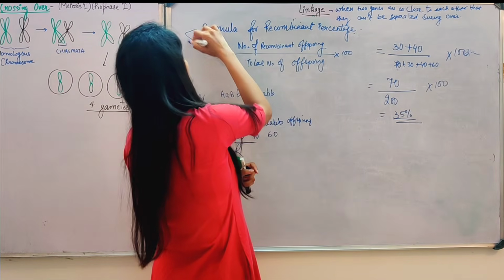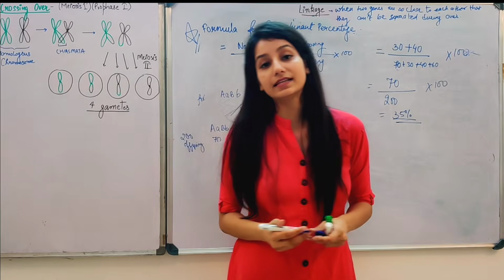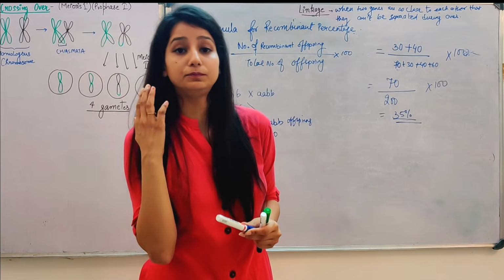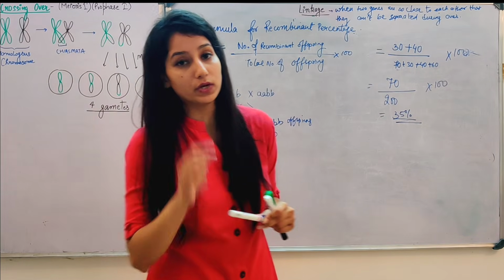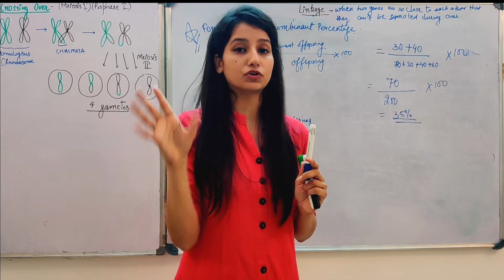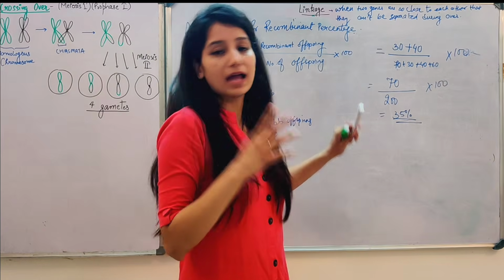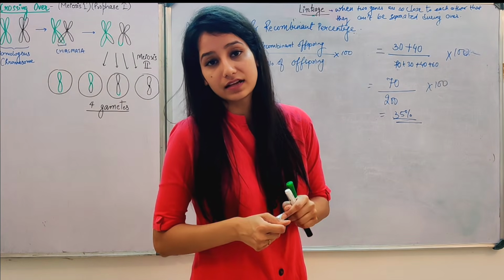This is a very important formula, guys. Mark it with a star. So this is 35% recombination frequency. Always remember this formula. Whenever there is a question asking about the recombination frequency, just close your eyes and apply this formula. It is as simple as that.